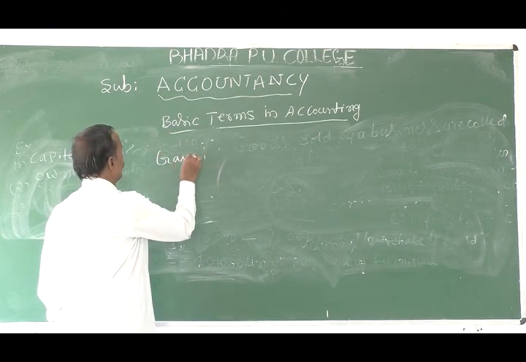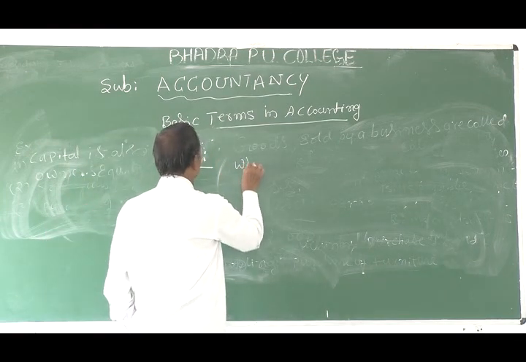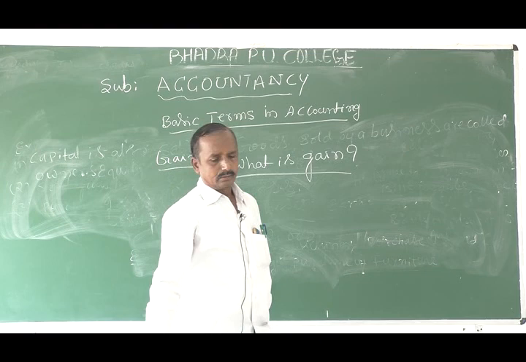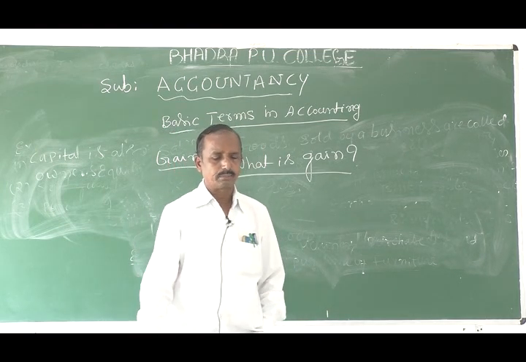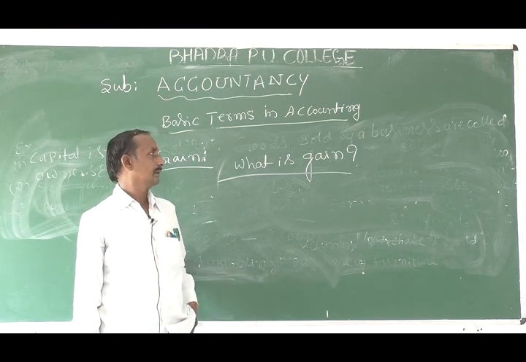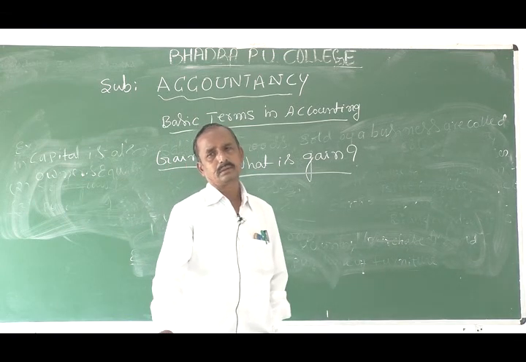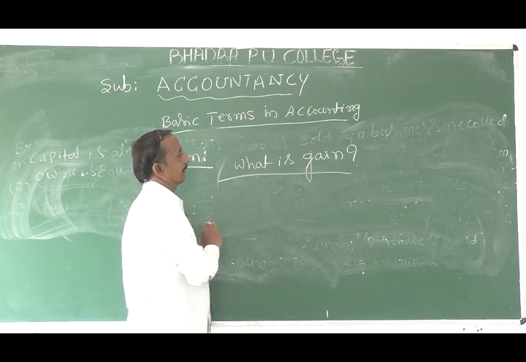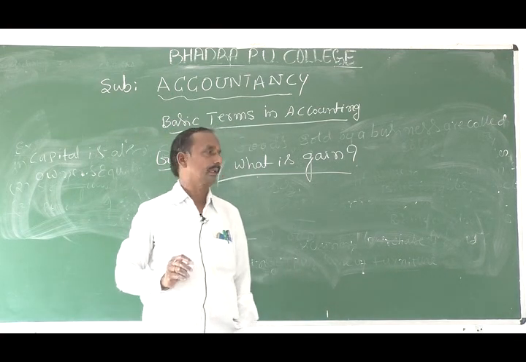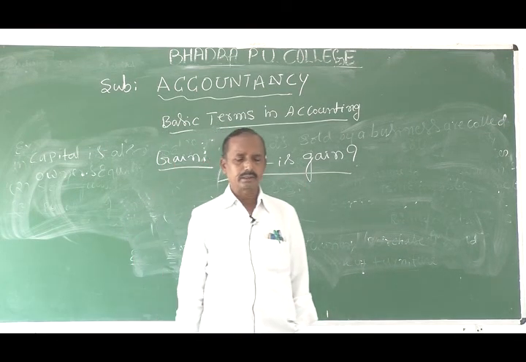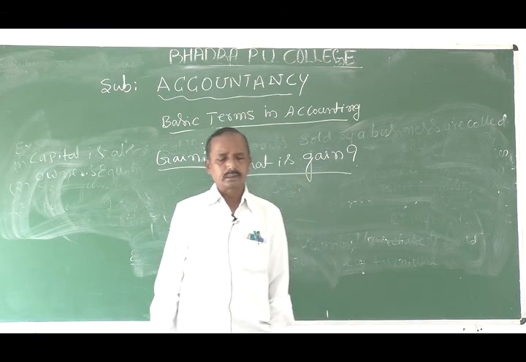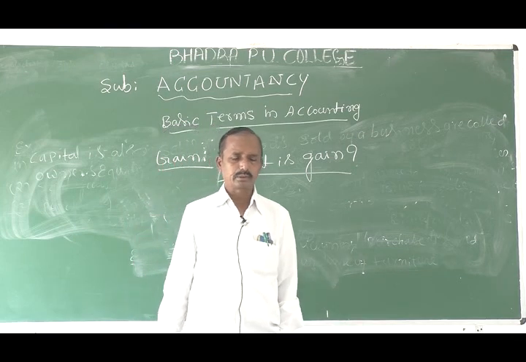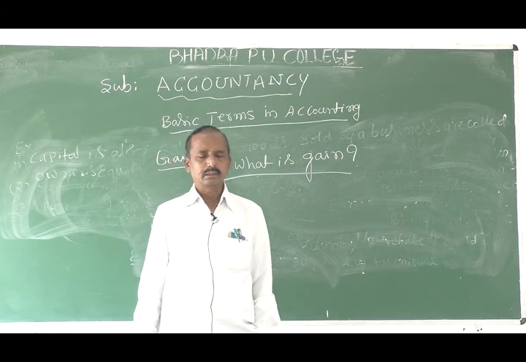Next, gain. What is gain? A profit that arises from the sale of fixed assets or any other articles is called gain, because sometimes we sell assets at more than the purchase price, and that gives rise to a gain. Winning a lottery is also called a gain. A gain is a profit arising from events or transactions which are incidental to a business, such as sale of fixed assets, winning a court case, or appreciation in the value of the asset.